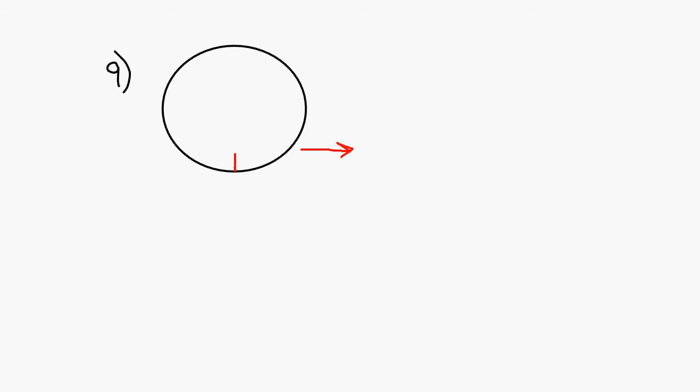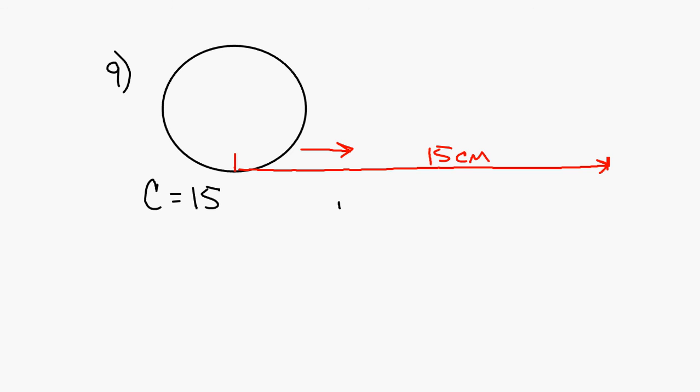So when they rolled this wheel one time and the chalk mark was back down on the bottom again, that distance was 15 centimeters. That distance equates to the circumference of that wheel. So the circumference of that wheel is equal to 15. The question is, to the nearest tenth, what is the area of the wheel? Well, area is equal to pi times the radius squared. So in order to find the area, you need the radius.